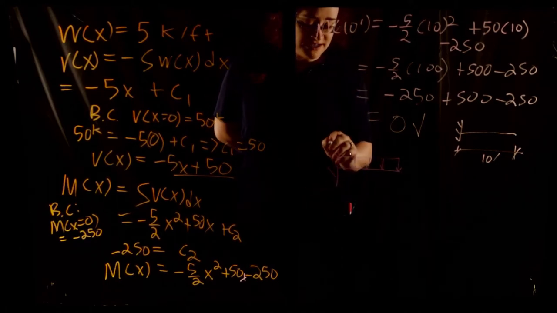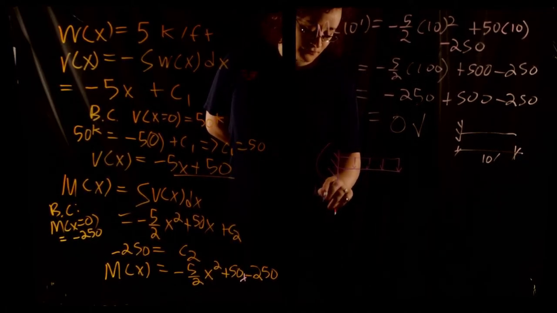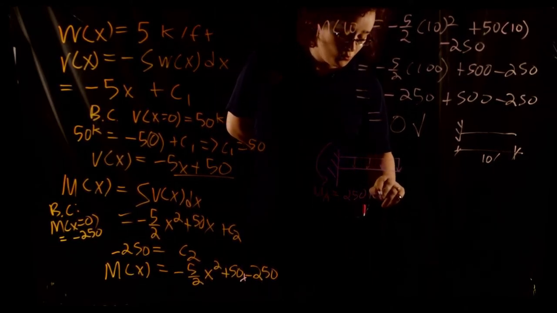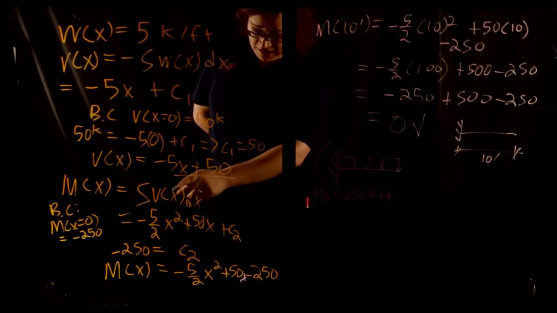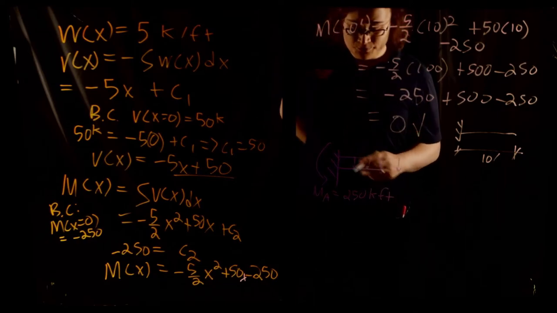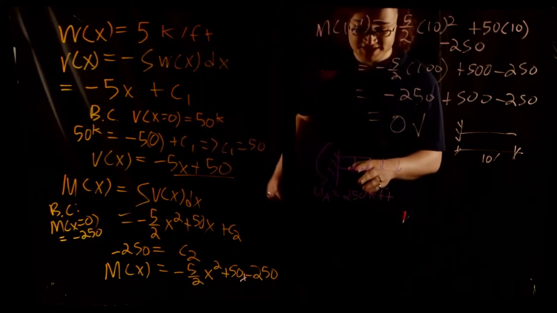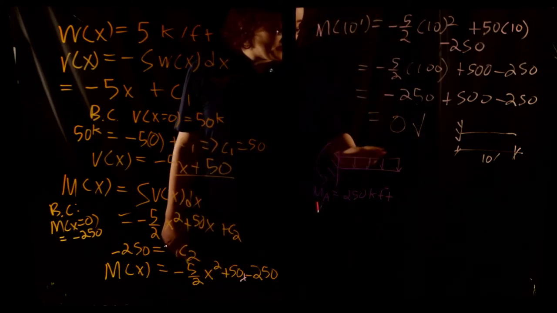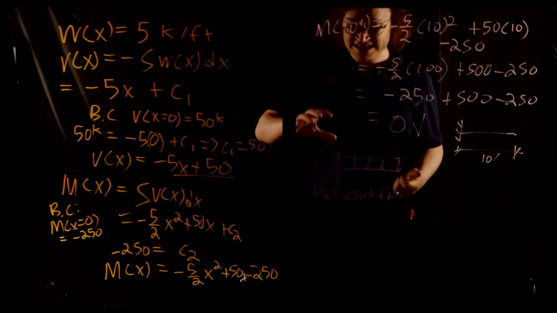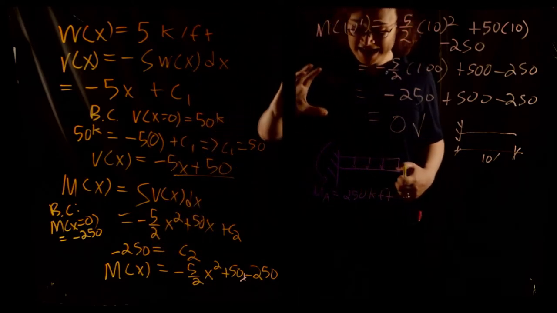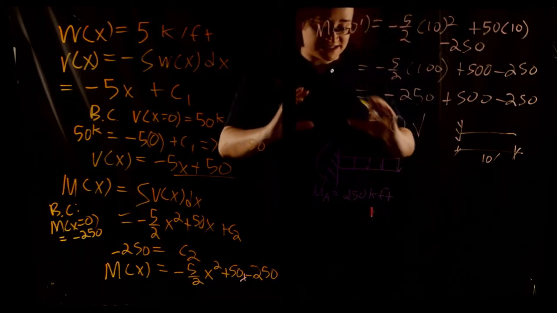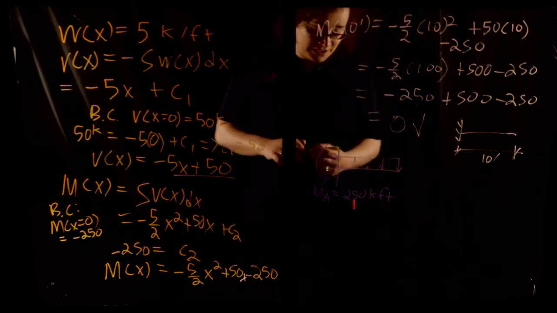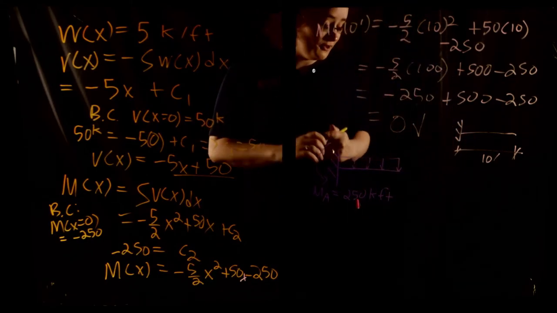I got that MA was equal to 250 kip feet, right? Well, make sure I have my right number. Yes, okay. But it's important to keep in mind what this number represents. This number represents an external force. This 250 kip foot represents the external moment that must be applied to the left-hand side of this beam in order to keep this whole thing in static equilibrium. But this is an external force, not an internal force. And so by default, external forces are equal and opposite to internal forces.